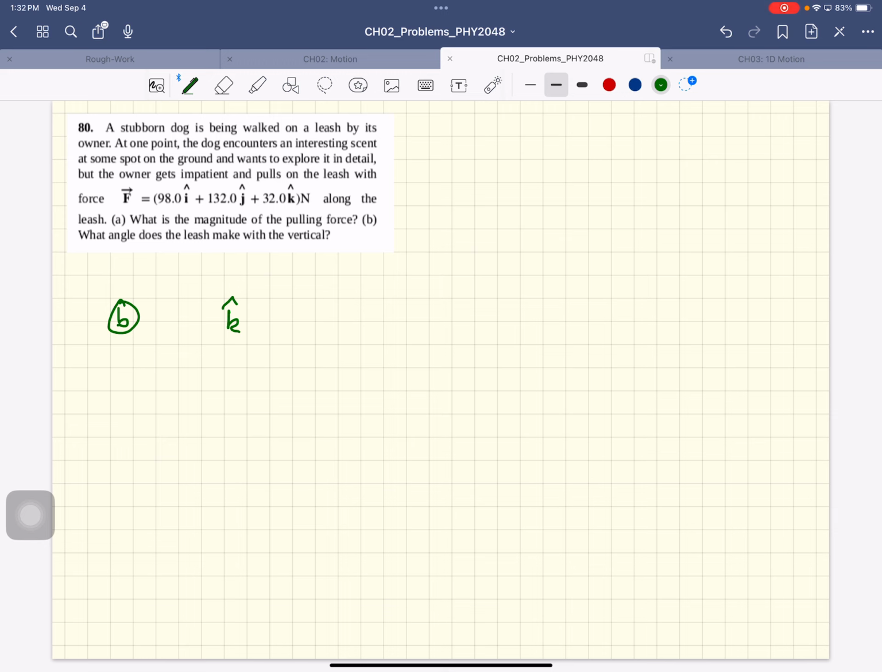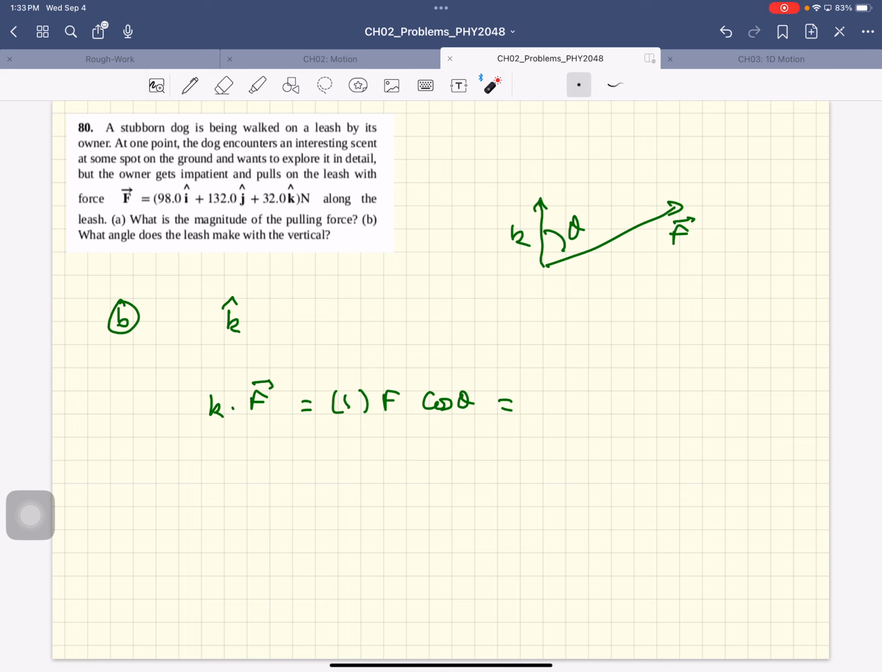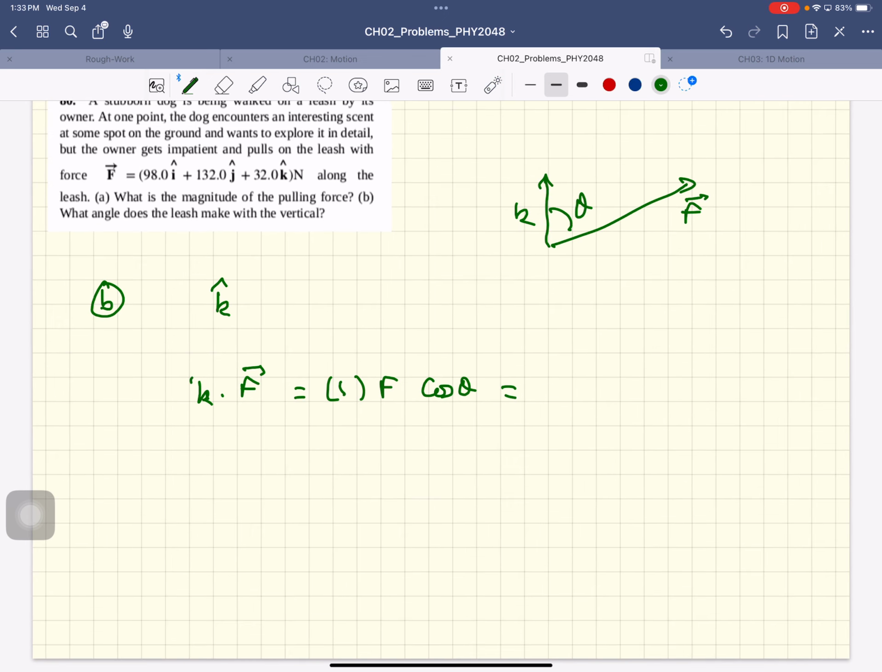Okay, so we want to find the angle with the vertical. So k dot F gives you, what is the magnitude of k? 1. That's why we used it. And the magnitude of F and cosine theta, where this is F, this is k, and that's angle theta. And that's what we wanted to find. And this is equal to, here's another nice thing about it. So what is the x component of k?